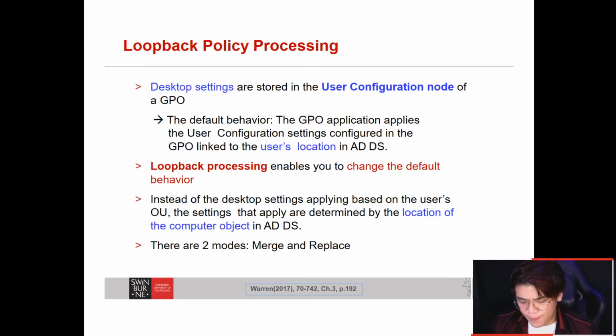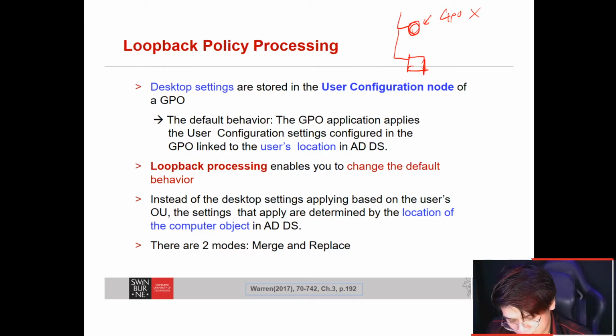Now we have loopback policy processing, and for example, you have this user over here. Okay, this is me. My GPO says I cannot change wallpaper, and then inside this different OU there's this computer, and the GPO over here says you can change wallpaper. Maybe that computer is for you to train what kind of wallpaper is nice for your computer. Okay, so this is a training computer for you to change your wallpaper for some reason.